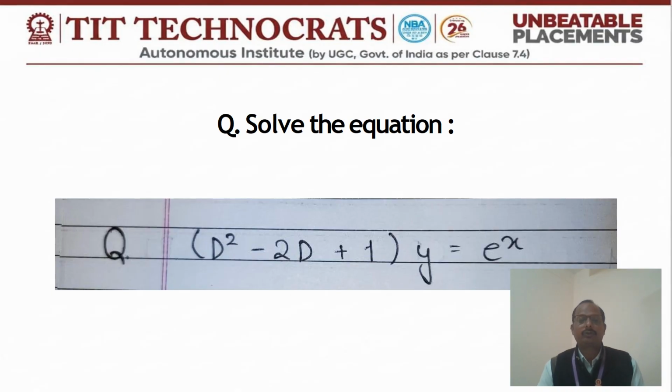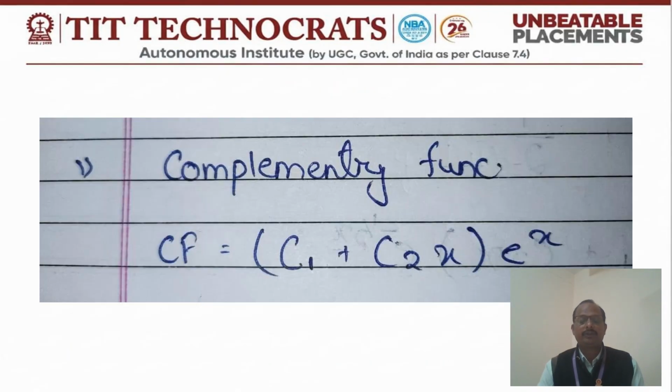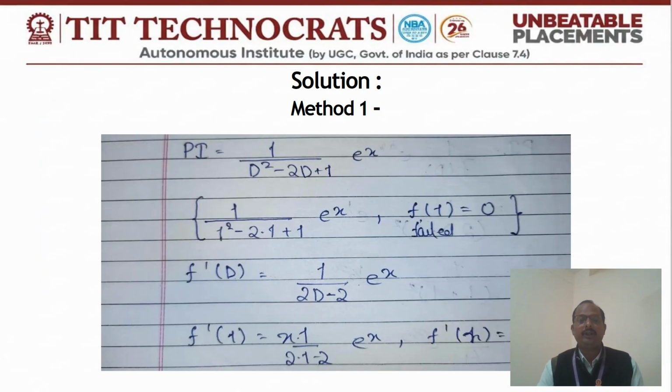Another question is D squared minus 2D plus 1 times y equal to e to the power x. In the same way, first we have to create the auxiliary equation. Here you get the value of m as 1, 1. Then the complementary function becomes CF equal to (c1 plus c2 x) e to the power x. You can see here two roots are repeated, meaning one is repeated two times. Then to find PI, 1 by D squared minus 2D plus 1. Again the value of a is 1, where a is the coefficient of x. So put the value of that, and when we put it in f of 1, it becomes 0, meaning it is the failure of the method.